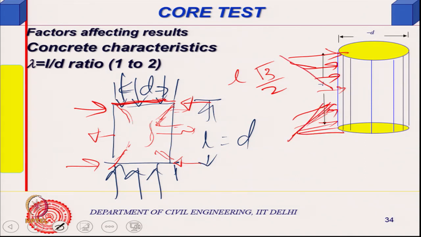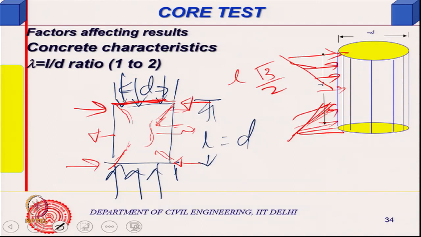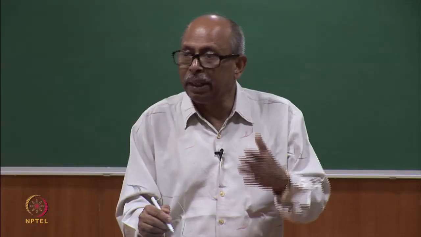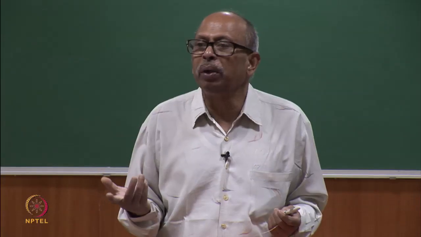So, when you have L by D equal to 2, this effect will not be there, because how much is this, 0.8 or something. So, 0.8 or some such thing, 0.88 D. So, this effect is up to 0.8 D or something of that kind. So, if you have some value of D, I mean length, greater than some value like 1.6 D or something, you do not have this effect.